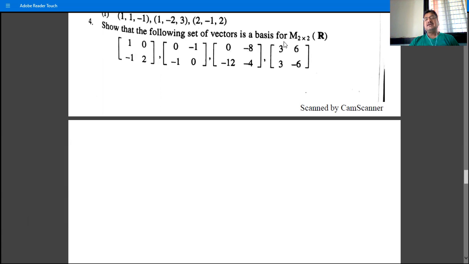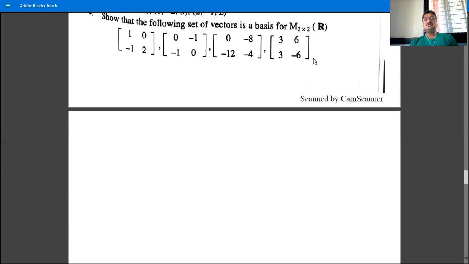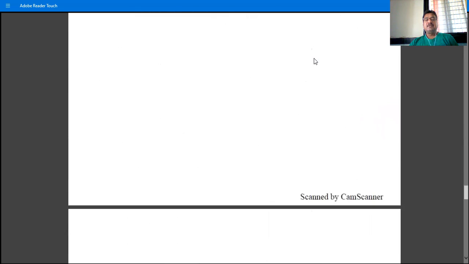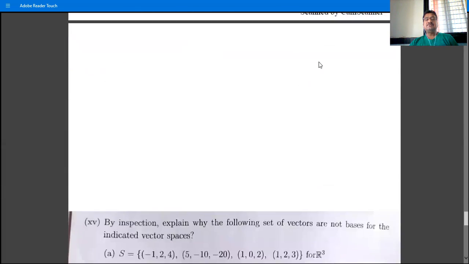And then we write the sentence that the dimension of M2 by 2 R is 4, this set contains four vectors, and this set is linearly independent. Therefore, by using the theorem, this set is a basis of M2 by 2 R. So these are the answers of these problems.